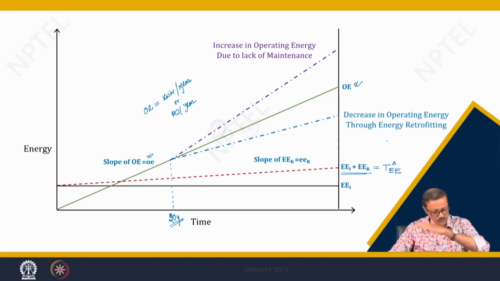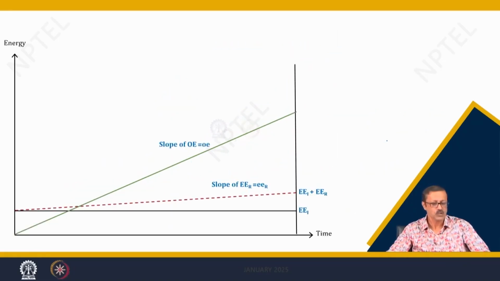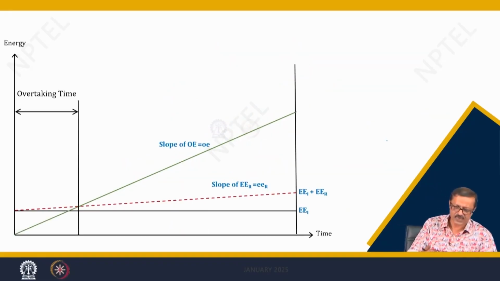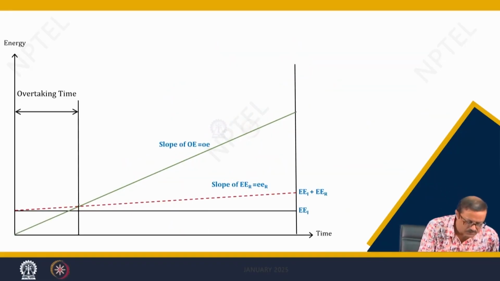We may not want to reduce it, but if I do some kind of retrofitting, because new materials may be coming after 20 years or so, which I have not thought of in today's design, I can introduce that after 20 years, and then the operating energy will go down. So, in this we can say that after a certain time, this green line is going to overtake this dotted line.